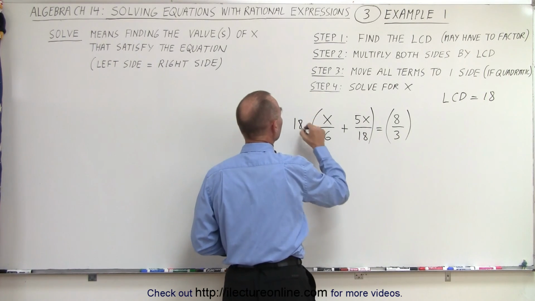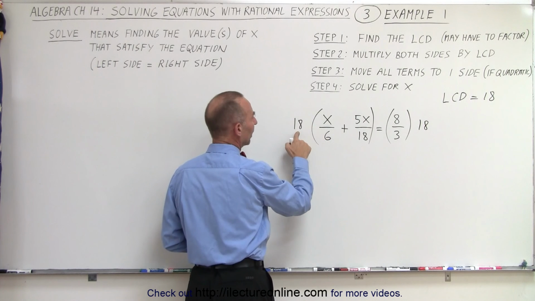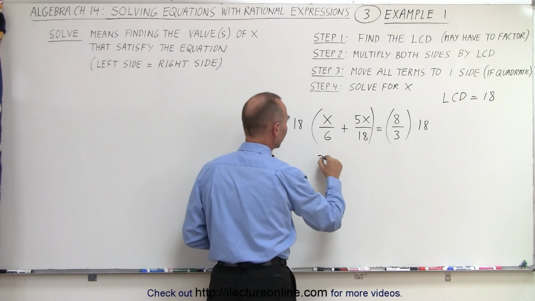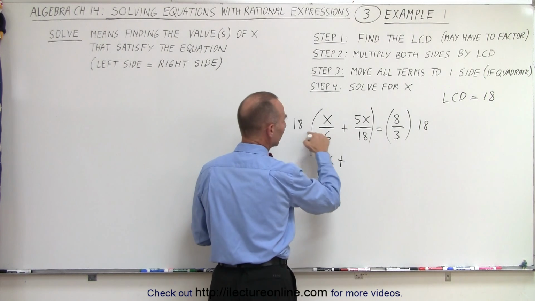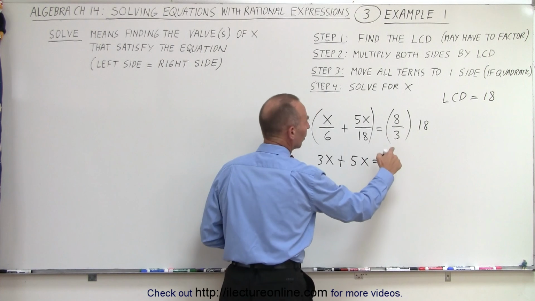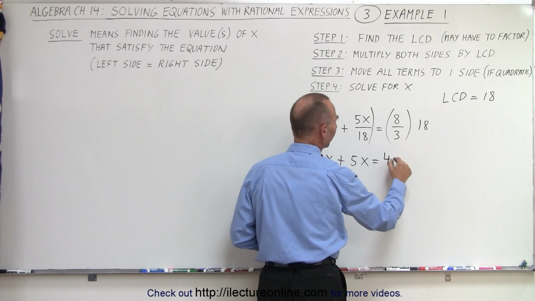Now, on the left side, when we multiply, we notice that 6 fits into 18 three times, so 3 times x is 3x, plus here the 18's cancel out, so we're left with 5x is equal to 3 goes into 18 6 times, 6 times 8 is 48.